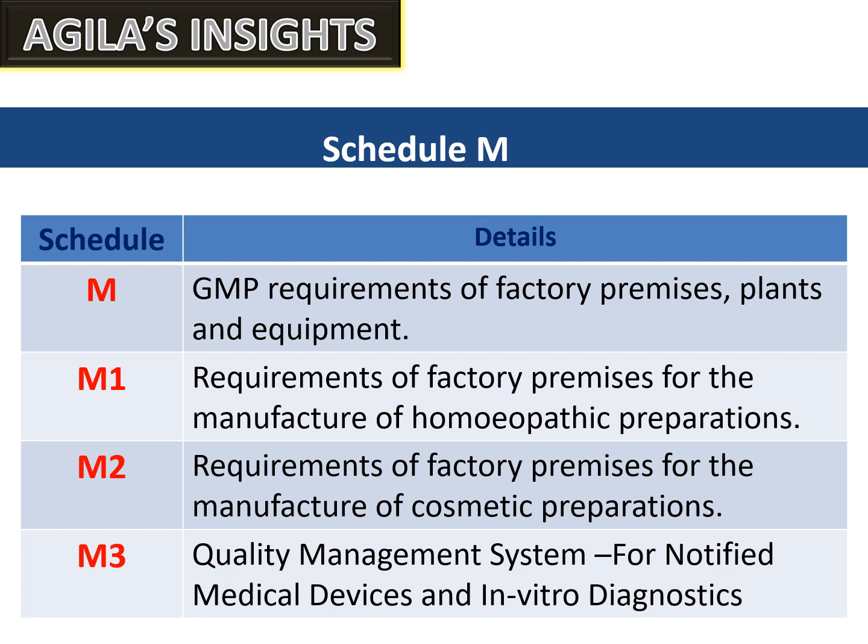Then now we will go to Schedule M1. Good manufacturing practices and requirements of premises, plant and equipment for homeopathic medicines. Schedule M2 is about the requirements of factory premises for manufacture of cosmetics. Now we will go to Schedule M3. Schedule M3 is about QMS. What is QMS? Quality Management System for medical devices and in vitro diagnostics like implantable medical devices.